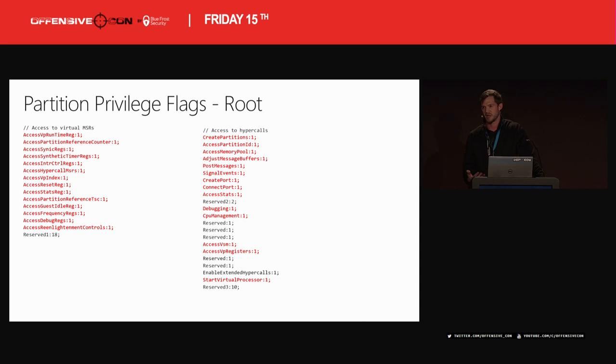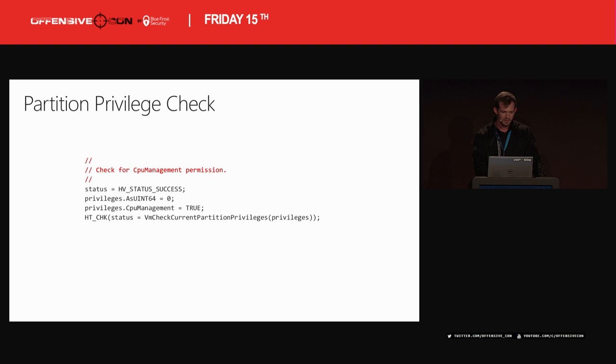The root, as expected, is the most privileged. It has pretty much every privilege except for the extended hypercalls. If you recall, the extended hypercalls are forwarded off to the root, so by definition, that doesn't make sense. To do a partition privilege check, this is an example taken from the set logical processor property hypercall. Pretty simple. Basically, you set that bit, call into a routine, and it's going to check if your partition has that privilege or not.